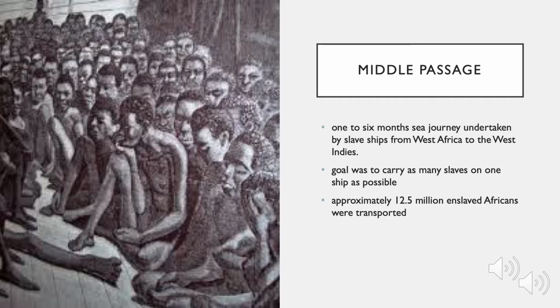The Middle Passage was by far the hardest thing that I had to learn about during this course. It was a 1 to 6 month journey across the sea on ships, and they took these slaves from West Africa all the way to the West Indies across the Atlantic. This journey happened under very harsh conditions. Their goal was to carry as many slaves on the ship as possible, and it was noted that approximately 12.5 million enslaved Africans were transported on these ships.